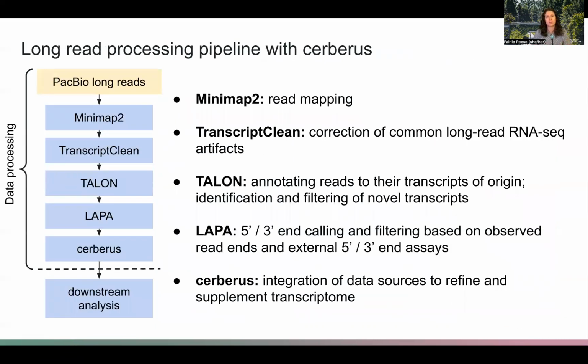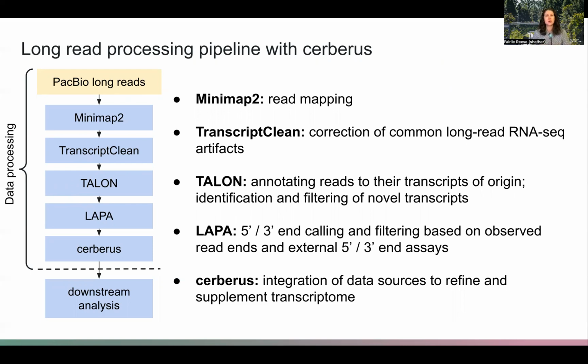Just a brief overview of our processing. We first map our full-length non-chimeric PacBio reads using Minimap2. We then correct common long-read sequencing artifacts using TranscriptClean. We then annotate each read to the transcript that it came from, identify novel transcripts, and filter them. Then we use a new tool that my lab has developed called LAPA, which performs 5' and 3' end calling from each long read and also filters these new 5' and 3' ends based on external validation from assays such as CAGE or poly-A-seq.